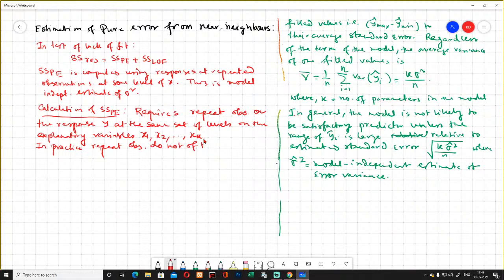Subhrajit, I moved some second. Okay, Subhrajit. Okay.